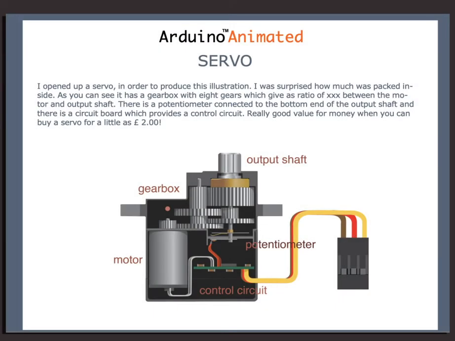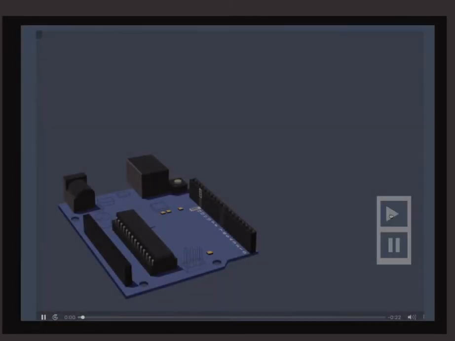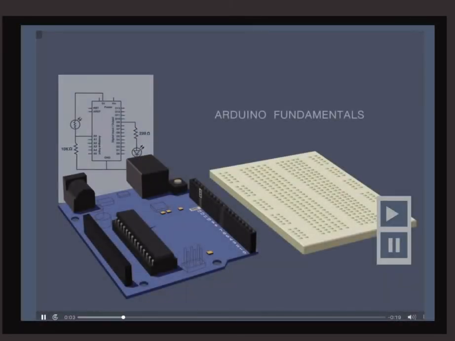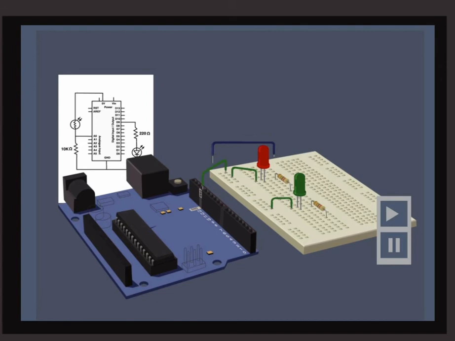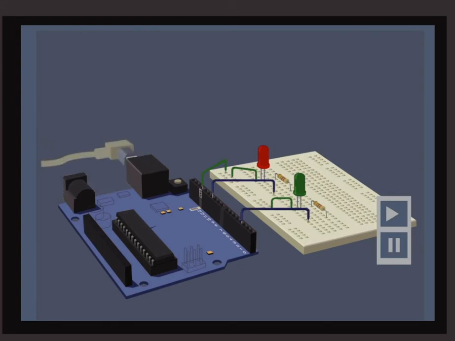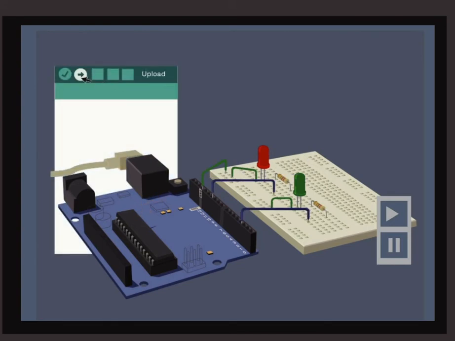The book also contains static images, such as this servo. These help to explain the workings of devices being used in the example programs. Finally, this animation illustrates the steps involved in configuring a circuit and uploading a program to an Arduino to enable it to perform a particular function. In this case, it is flashing two LEDs.